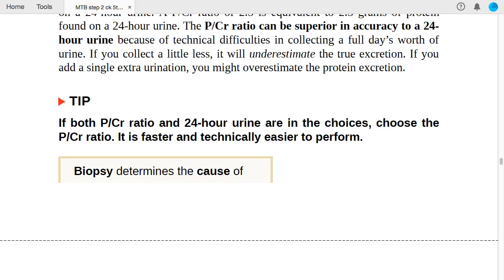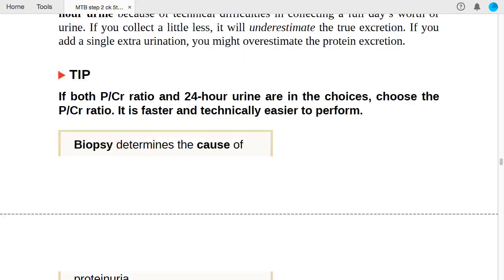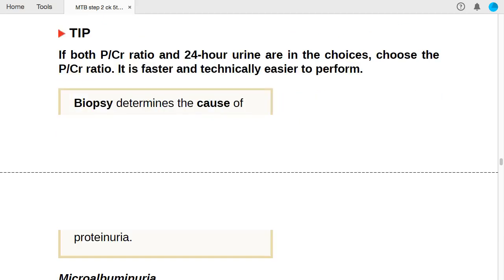No doubt that 24-hour urine is the best initial one, but if you have both options and they ask you which one is better, in that case you will go for protein to creatinine ratio. Then biopsy determines the cause of proteinuria. That will be the most accurate one, because by doing a biopsy you will definitely come to know what is actually the cause of proteinuria. So if you want to know the cause, the most accurate one is biopsy.